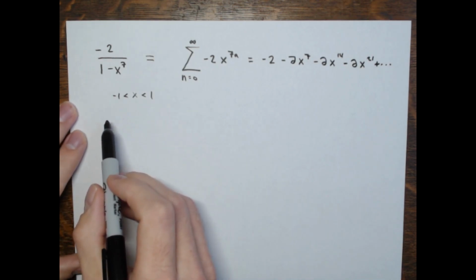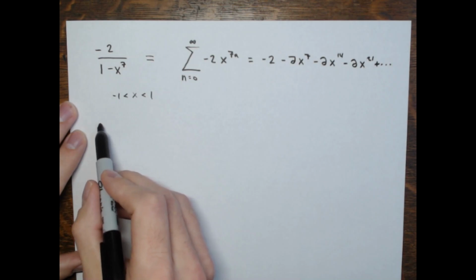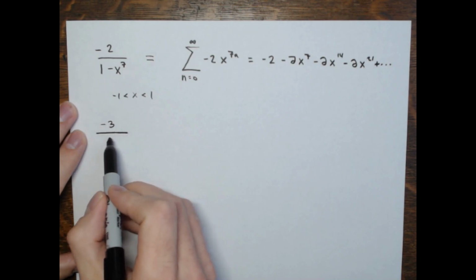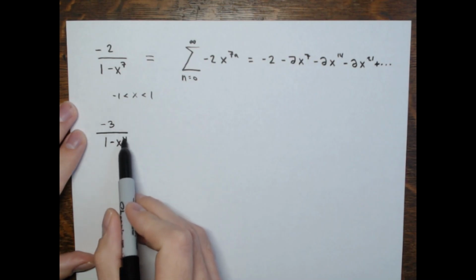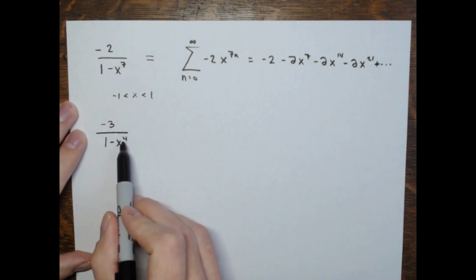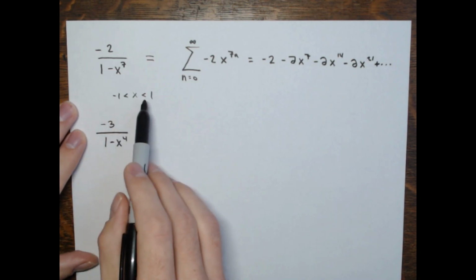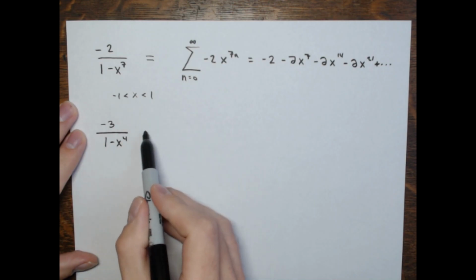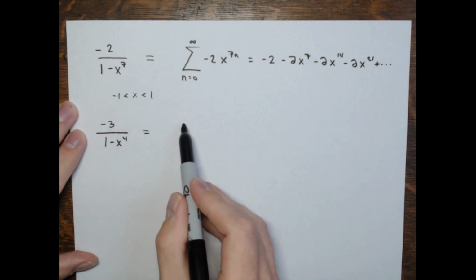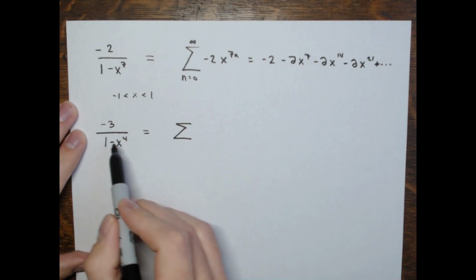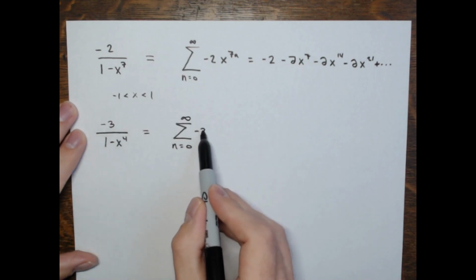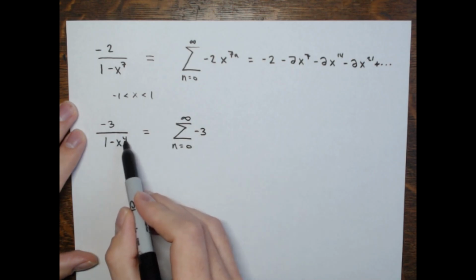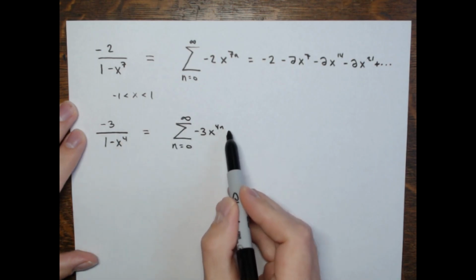The other series is negative 3 over 1 minus x to the 4th. So again, same deal, in order to have a series that converges to it, x to the fourth must be between negative 1 and 1, and that'll happen when x is between negative 1 and 1 as well. So when x is between negative 1 and 1, here's a series that'll converge to this function: sum from n equals 0 to infinity of negative 3 inside here, and then you'd have x to the fourth to the nth, so x to the 4n.